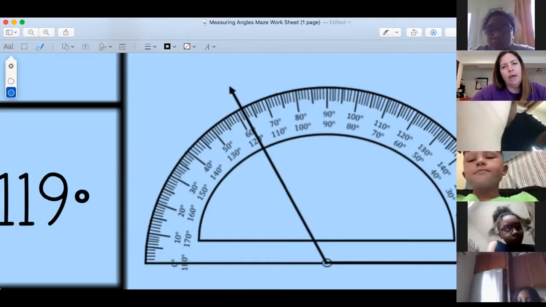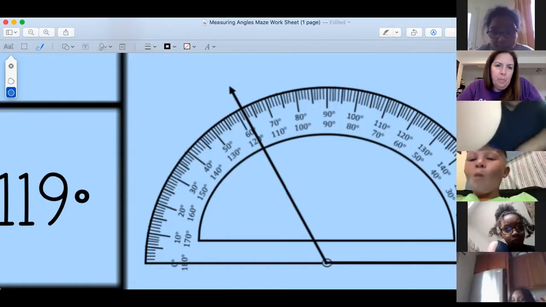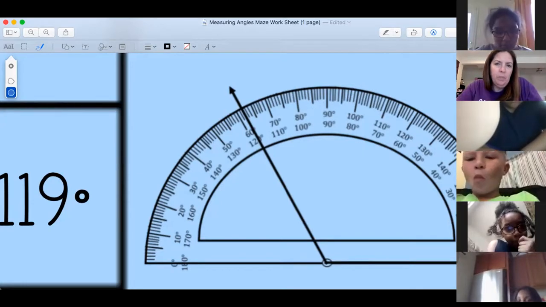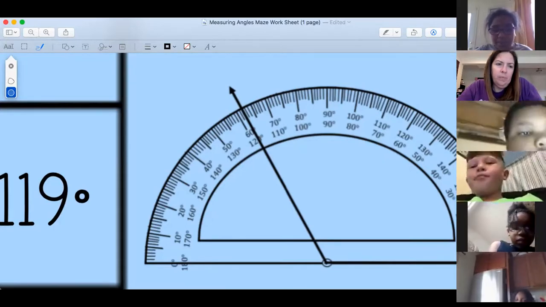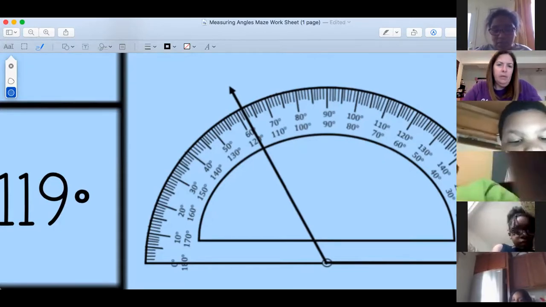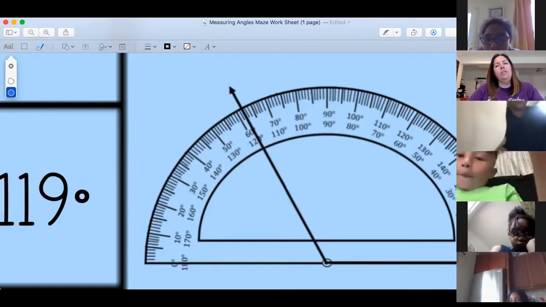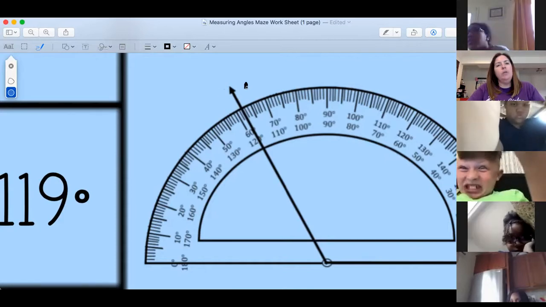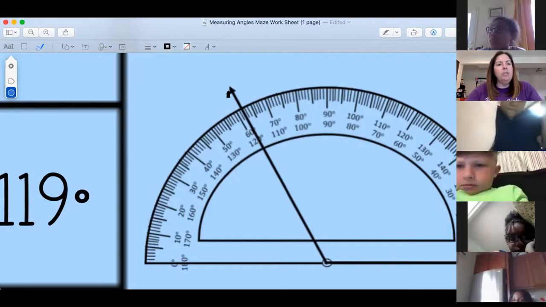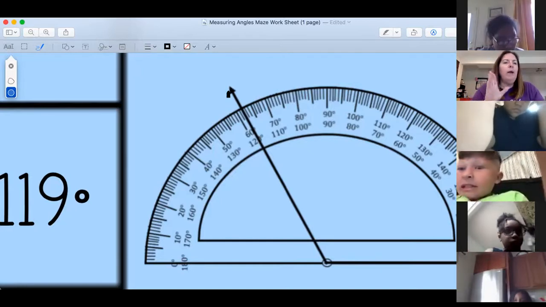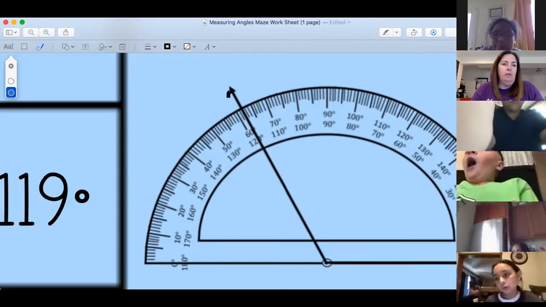Let's see, somebody help me out with an observation and a measurement. Is it 60 degrees? What do you notice about the angle if it starts here on the right and then goes all the way here? First, let's start with, is it acute, right, or obtuse? Obtuse.